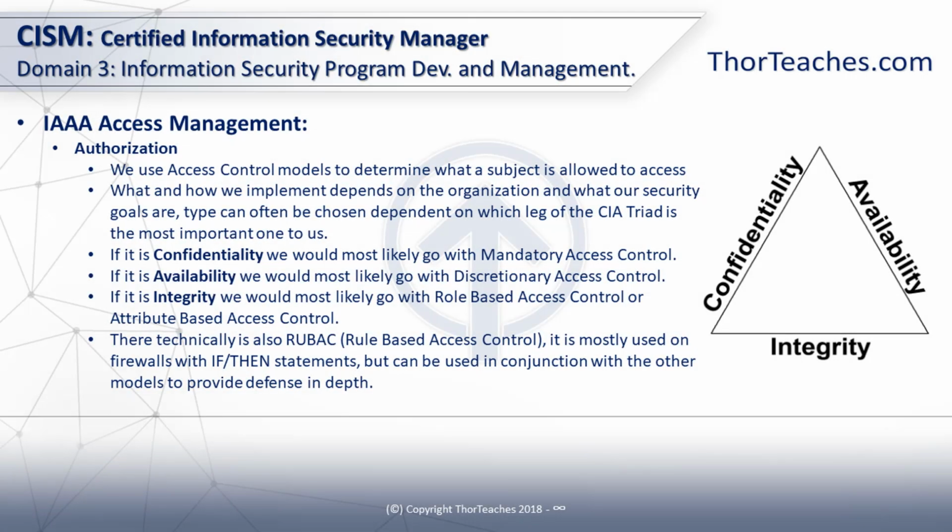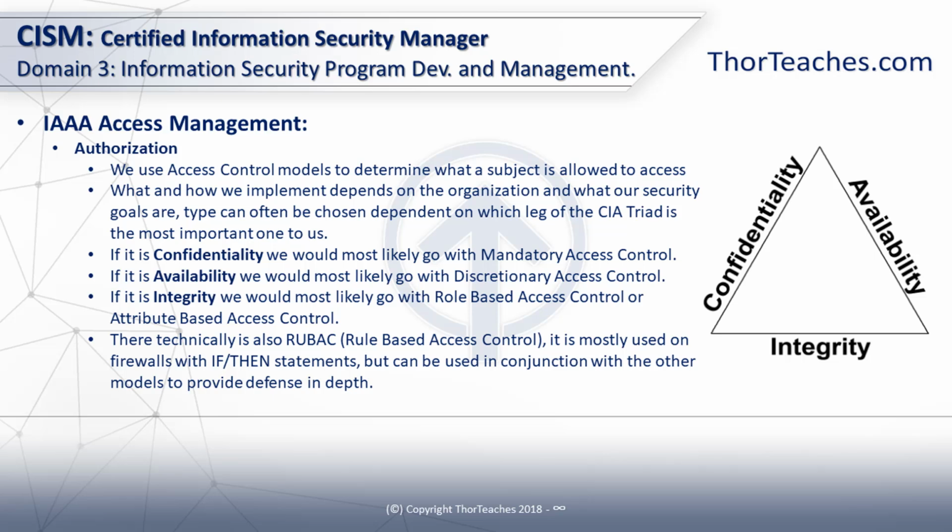Now that we looked at authentication, the first A of the IAAA model, let's look at authorization. Our subjects have proven who they are. Now what do we give them access to? And which access control models do we use? And that really is dependent on what's important in our organization.